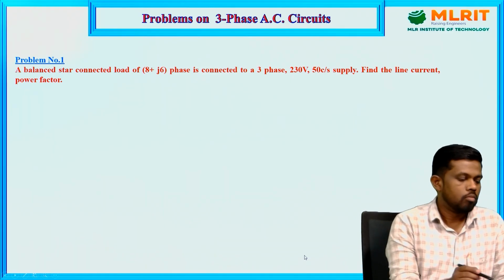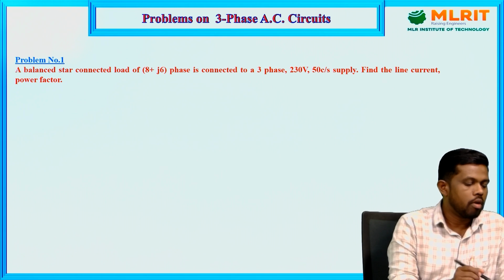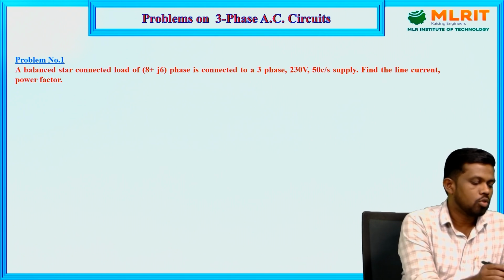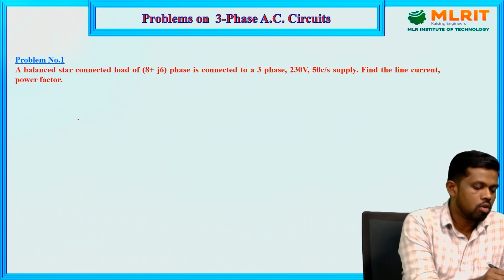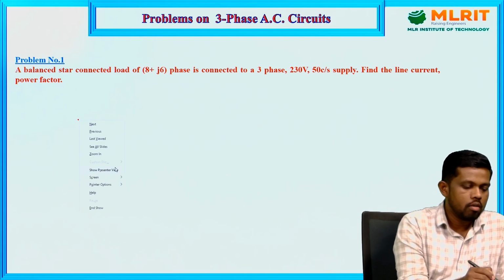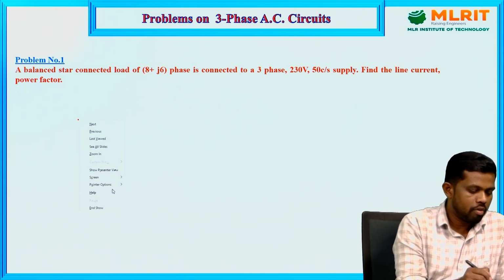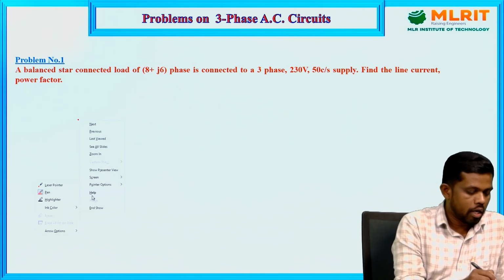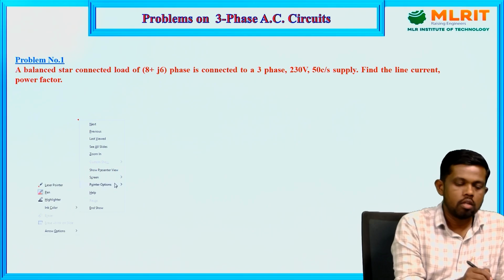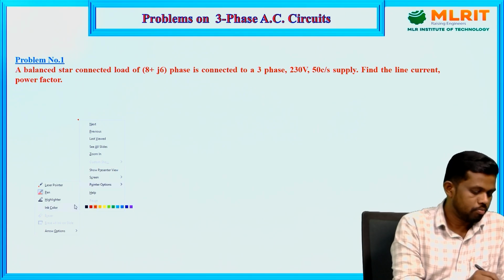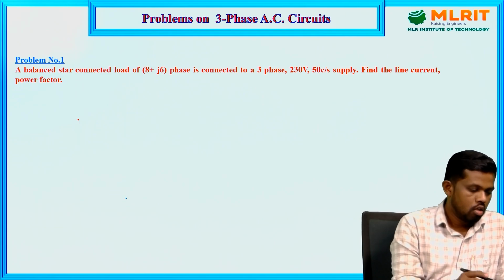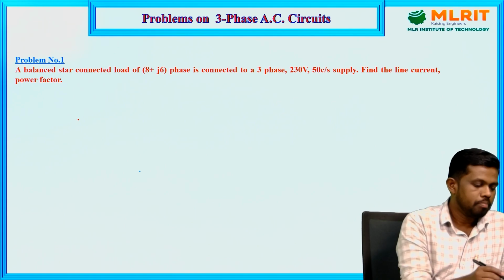So this is problem number one. A balanced star connected network has an impedance of 8 plus j6 ohms per phase, and it is connected to a 230 volts, 50 hertz supply. Based on this, we need to find the line current and the power factor of the circuit. For that, we need to go with the solution.